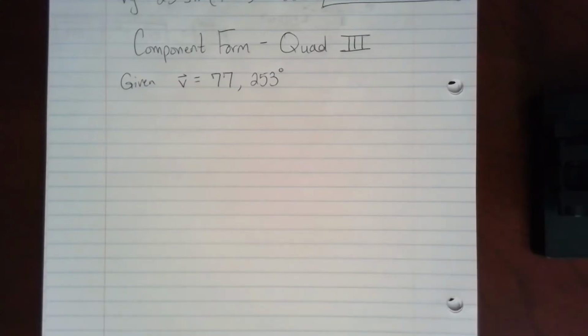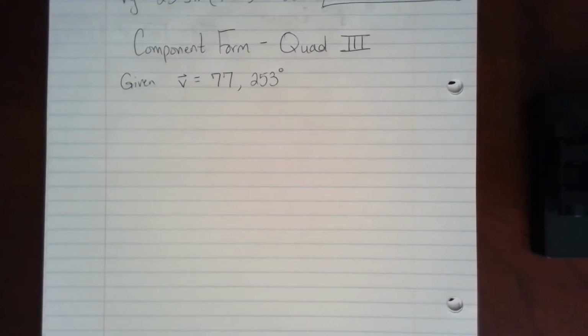Okay, we want to find component form in our quadrant 3 here, given a vector of 77 in magnitude and a direction angle of 253 degrees. With this one and with the next video that I'm going to post, these are pretty straightforward. We've already seen two previous videos like this.